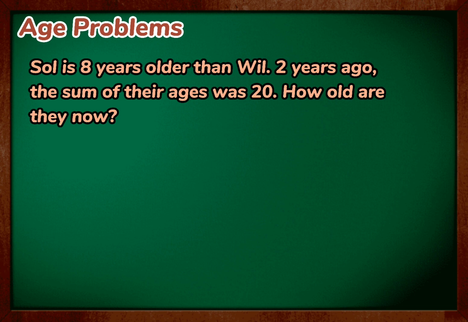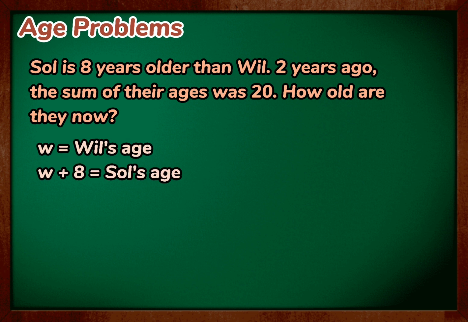Next. Sol is 8 years older than Will. And 2 years ago, the sum of their ages was 20. How old are they now? The first sentence tells us that Sol is 8 years older than Will, which we illustrate as W for Will's age and W plus 8, which makes the age of Sol.